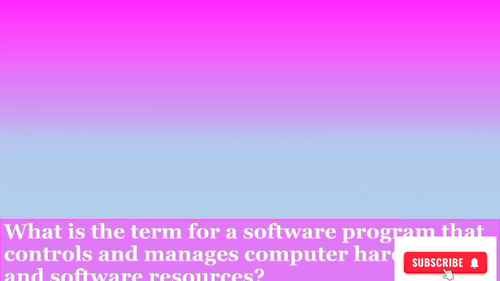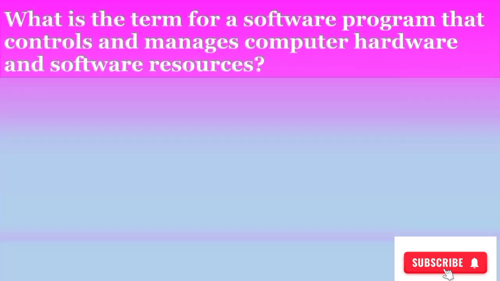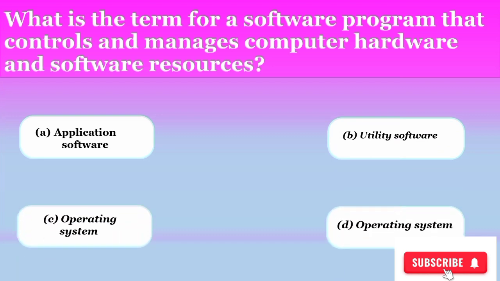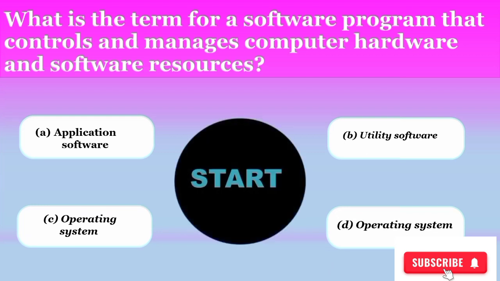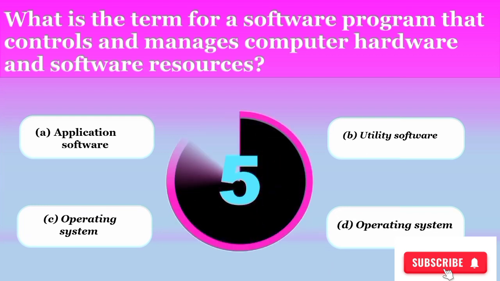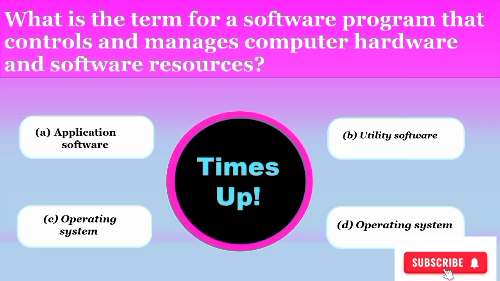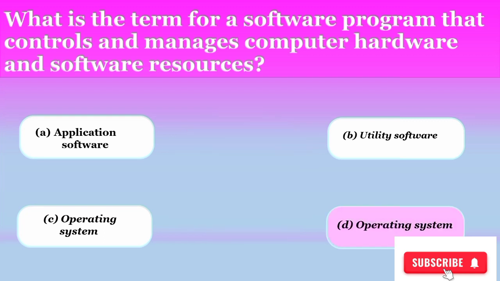What is the term for a software program that controls and manages computer hardware and software resources? A. Application software. B. Utility software. C. Operating system. D. Operating system. The correct option is option D, operating system.